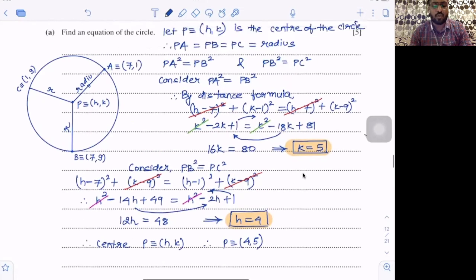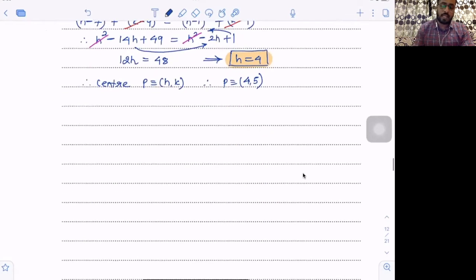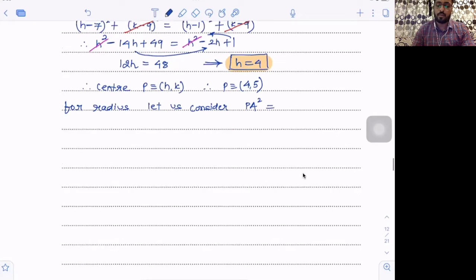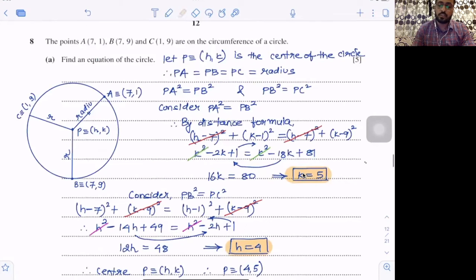So you can select any one of the radii, either PA square or PB square or PC square. Everybody is a radius here. PA, PB, PC, every one of them is a radius. You select the most convenient one that you feel like. So I'm going to select PA square, as per the convention, because it is first. So now for radius, let us consider PA square. I now remember PA square was H minus 7 the whole square plus K minus 1 the whole square, right?